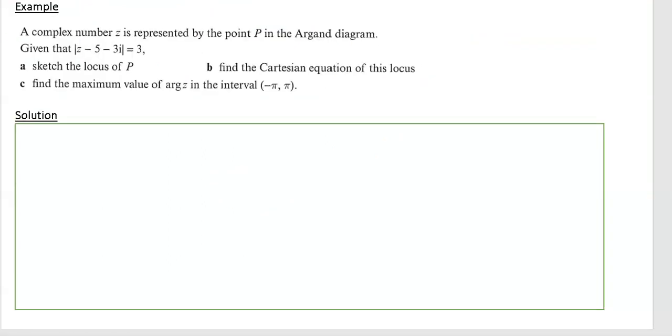Okay, this example says complex number z is represented by the point P in the Argand diagram. Given that modulus of z minus 5 minus 3i is equal to 3, sketch the locus of point P. Okay, first thing I'm going to do is change this so it is in the form z minus something. So I'm going to write that as modulus of z minus brackets 5 plus 3i equals 3. Then it's dead easy for me to see that this thing is a circle.